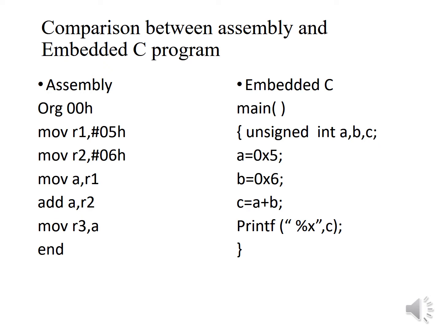This is assembly language. When we rewrite this in embedded C language, we have a main, and next we define integer variables a, b, c. a is assigned 5 and b is assigned 6 and c is a plus b. Then we use a printf to print c.